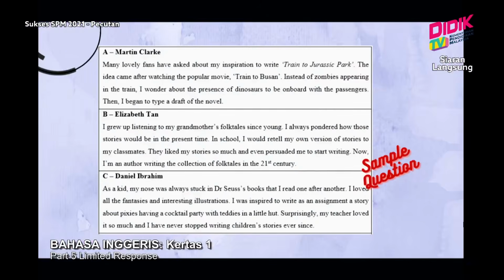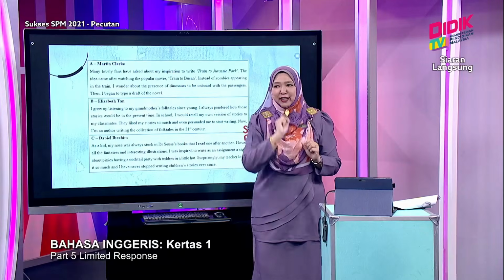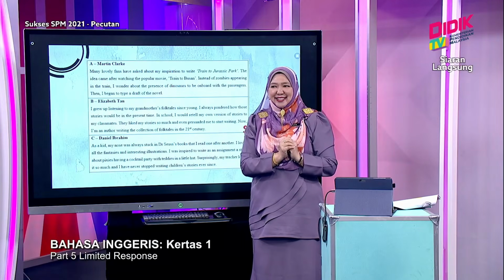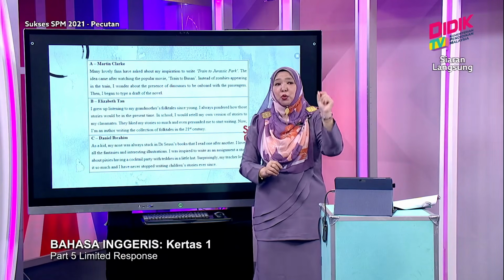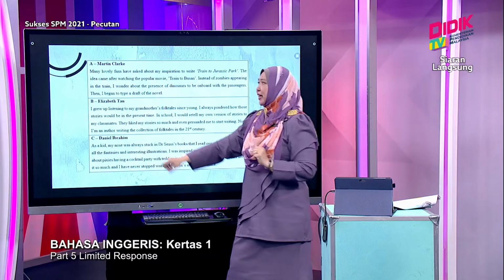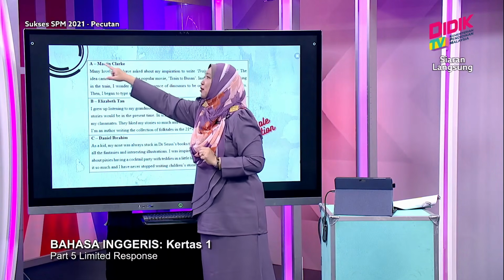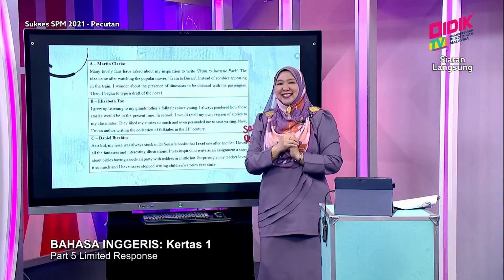So here, like what I said just now, we have the alphabet and we have the names, right? For example, A, we have Martin Clark. So, if the instructions say which paragraph, don't ever write down A, Martin Clark. Just write A. If the instruction is which person, then you write Martin Clark. Don't write A. So it's very important for us to really read through the instructions properly. That is for the first part.